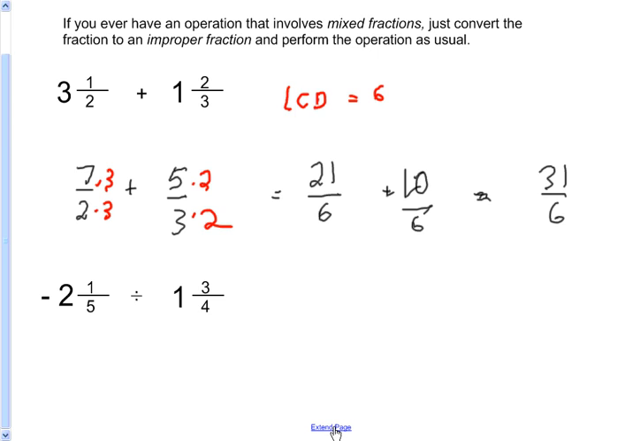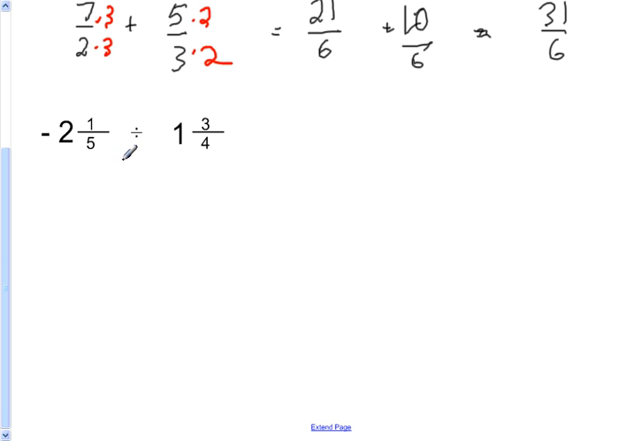Well, what about division? Same thing. We always have to switch this to an improper fraction. Negative 2 1/5. Negative 2 times 5 is negative 10. Plus 1 is negative 11. So it becomes negative 11 over 5. And the bottom, again, I'm not going to change the operation yet. I'm going to keep that the same. That's supposed to be division, so let's just make that a little neater.